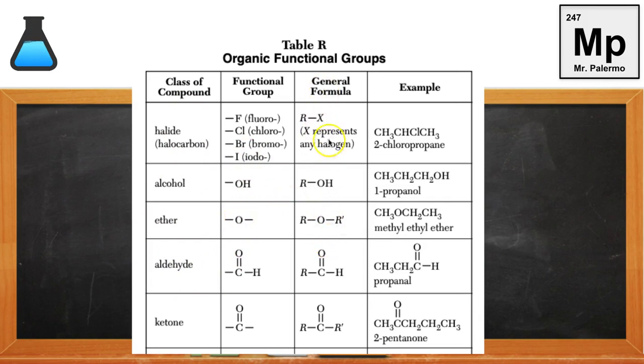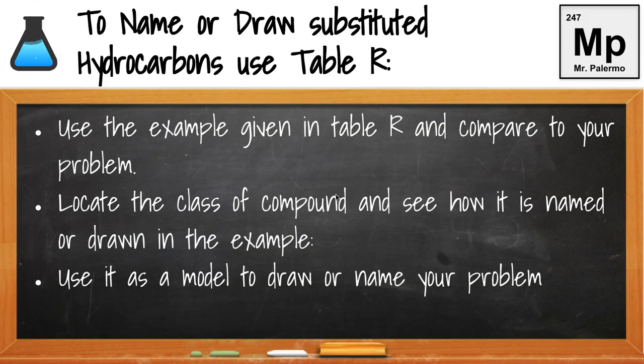And this next column here, these R's represent just the number of carbons, and allows us to identify when we add the functional group, is it located in between carbons, like in the middle, or is it terminal at the end of a branch or chain? To name or draw these substituted hydrocarbons, we're going to use table R as a guide. We're going to use the condensed structural formula example they give us and the name, and use that to compare to our example.